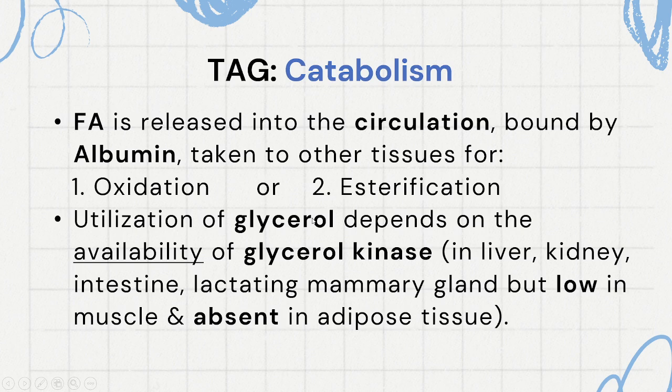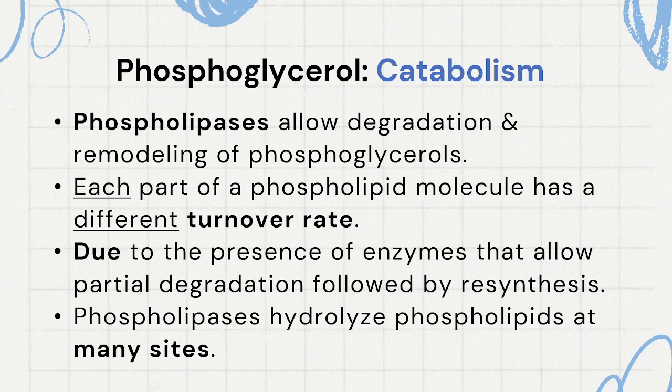What happens to glycerol? Glycerol utilization depends on the availability of glycerol kinase. Tissues that have glycerol kinase, like the liver, the kidney, intestine, mammary gland, can of course phosphorylate glycerol to glycerol 3-phosphate. Tissues that are low in glycerol kinase, like the muscle, or tissues that lack glycerol kinase entirely, like the adipose tissue, are not going to be able to use glycerol, at least not through the glycerol kinase enzyme.